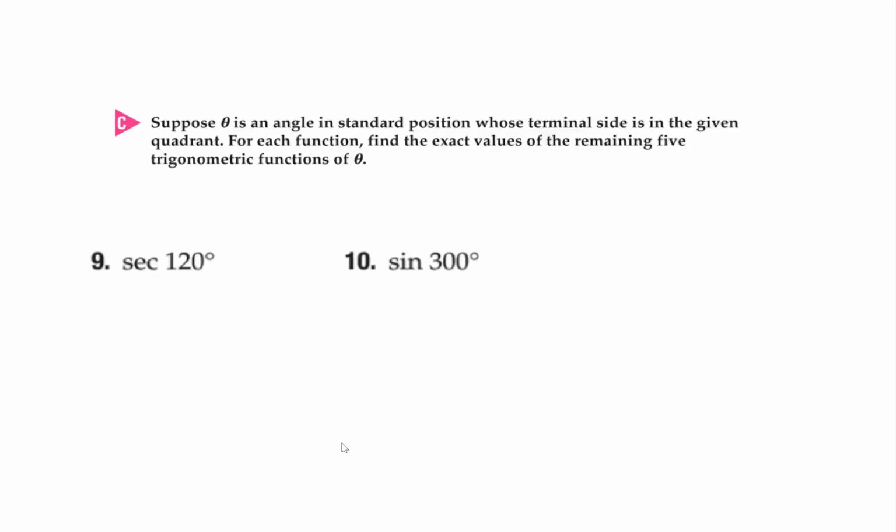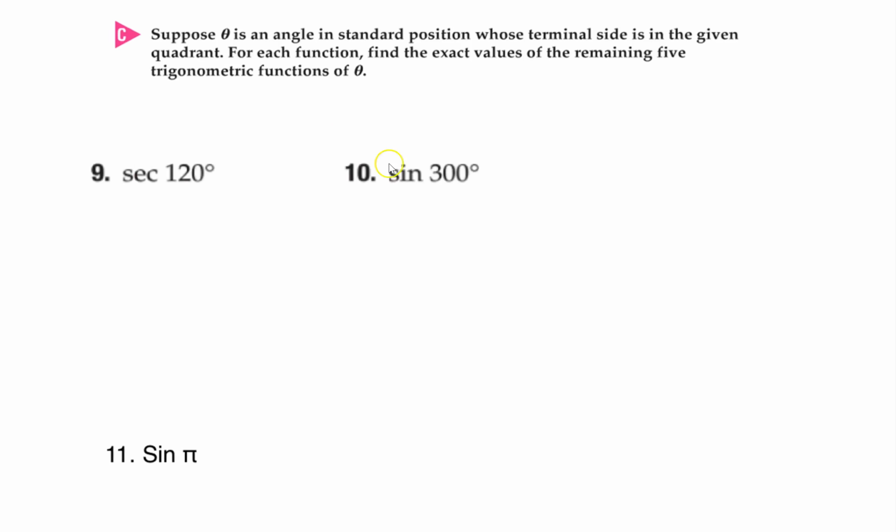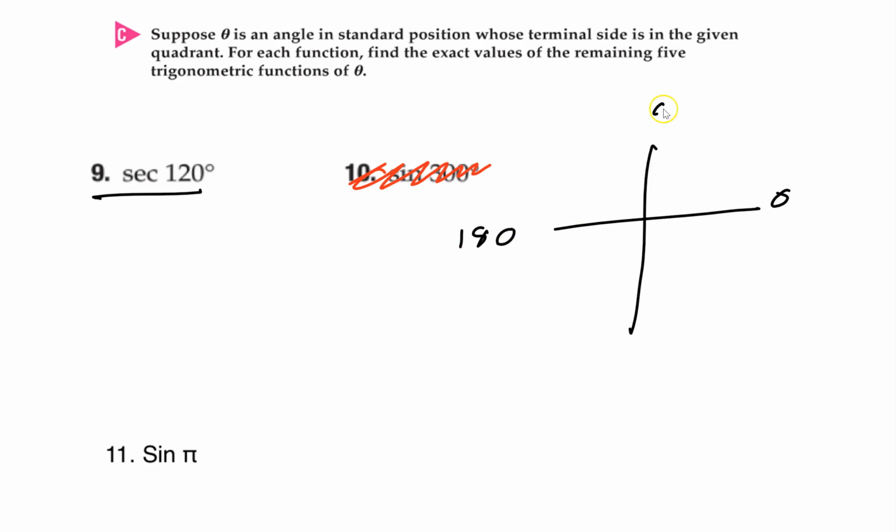Okay, so let's do secant of 120, and then we'll talk about a couple of special ones, and then we'll be out of here. Secant of 120. So 0, 180, 90, 120 is in here somewhere. Again, I always got to draw it and find the reference angle. So in this case, 120, 180 is 60 degrees.